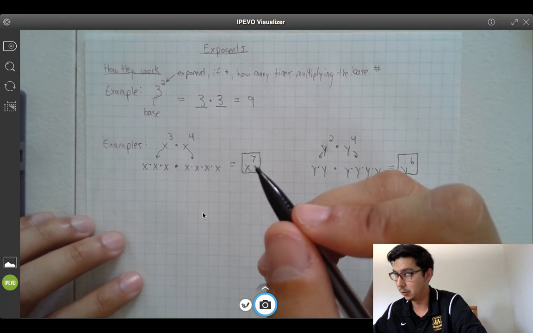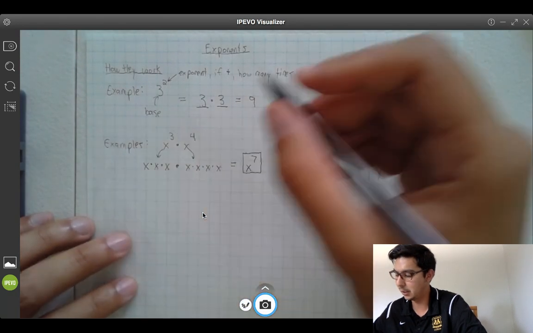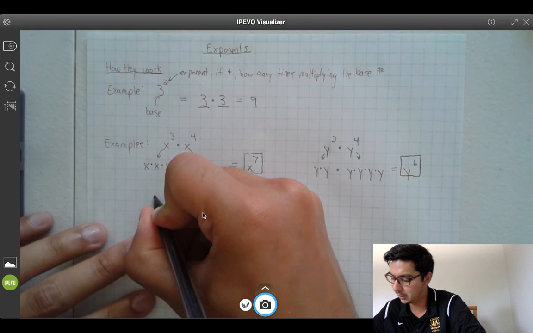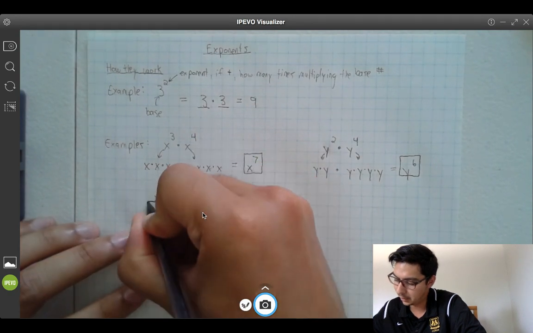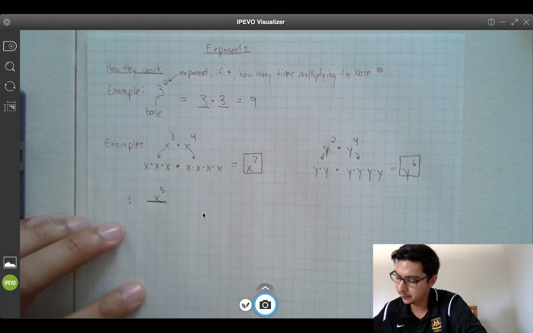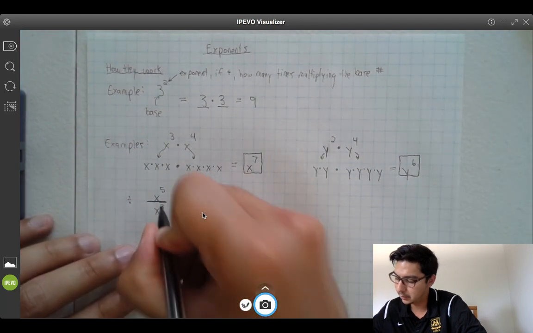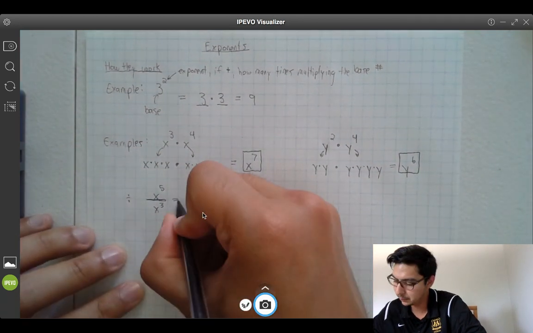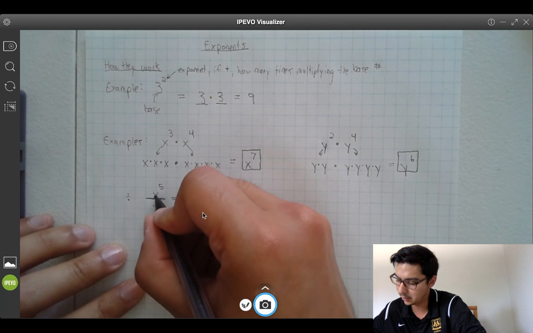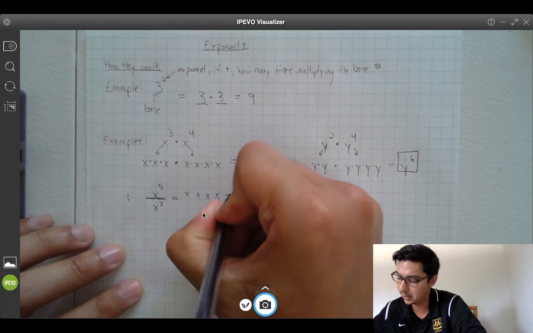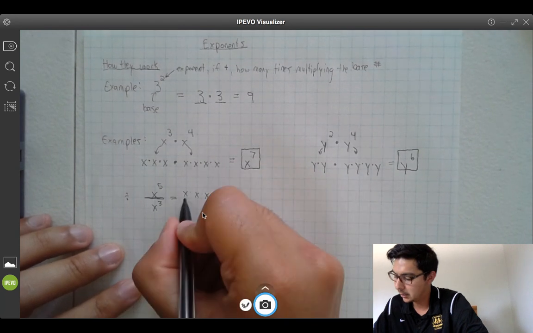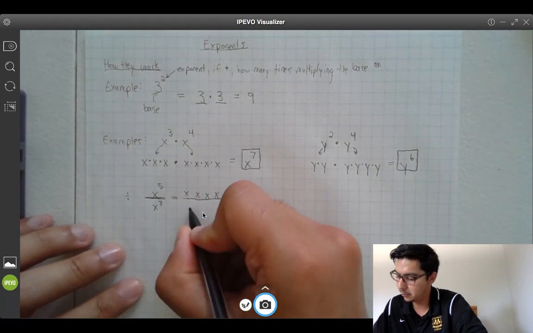What should I do next? What about, so that's multiplication. What about division? What if I did x to the 5th divided by, remember that means division, x to the 3rd. So if I write this out, this on top means that you're multiplying by x 5 times. So 1, 2, 3, 4, 5. And on bottom, there'd be 3.